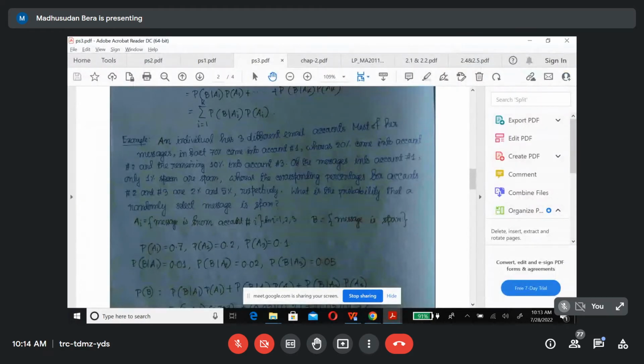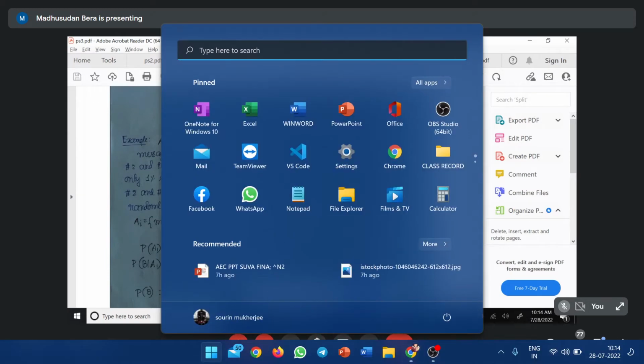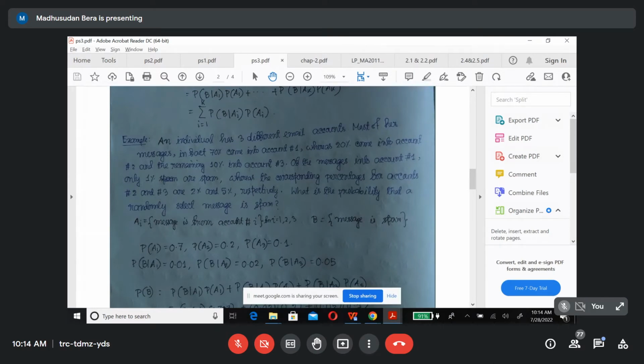Of the messages into account 1, only 1% are spam, whereas the corresponding percentages of spam messages for accounts 2 and 3 are 2% and 5%. So in account 1, 1% are spam. Account 2, 2% are spam. Account 3, 5% are spam. What is the probability that a randomly selected message is spam?